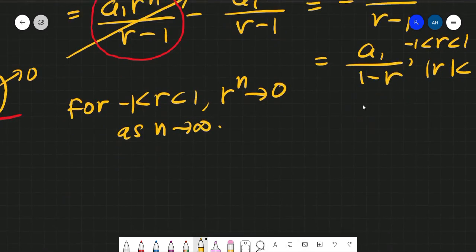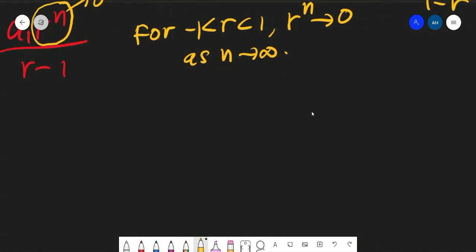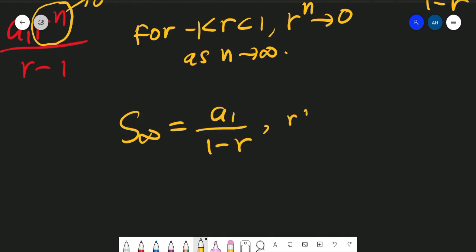Let us write down the formula one more time. We have S infinity equal to a1 over 1 minus r, provided that the absolute value of r must be less than 1.